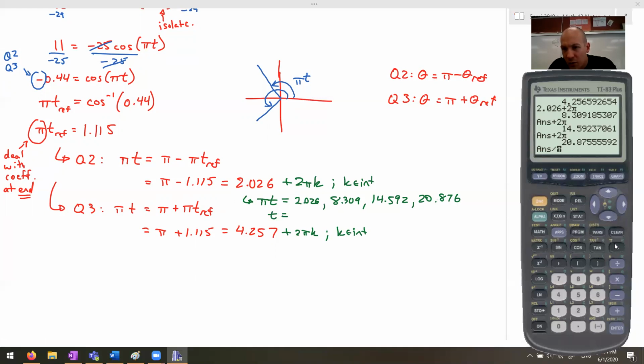So if I divide this one by pi, this is 20.87. Okay, so this one is 6.644. Okay, so that one's actually out of the domain. Then I'm going to work backwards here, 14.592, and I'm going to divide that one by pi. And yeah, it's a lot of calculator work, but you just got to do it. Okay, so this one is 4.644. And that one is in the domain, so that's good. Then 8.309, and we'll divide this one by pi.